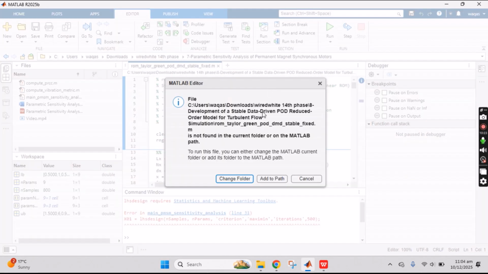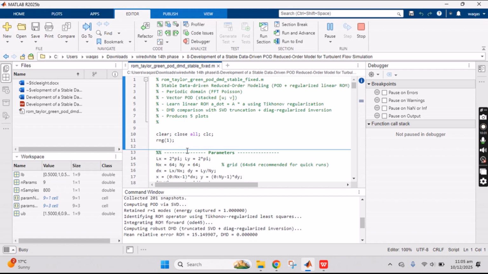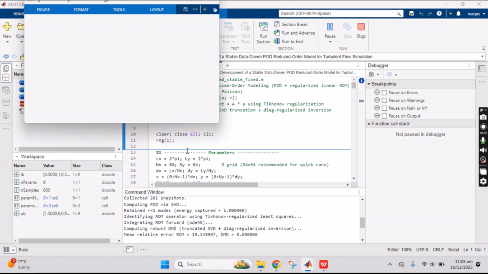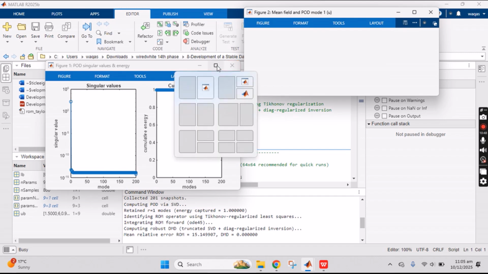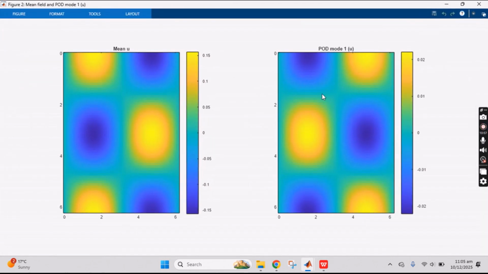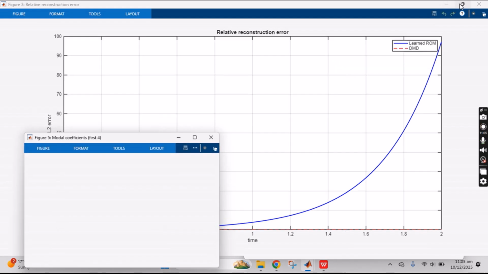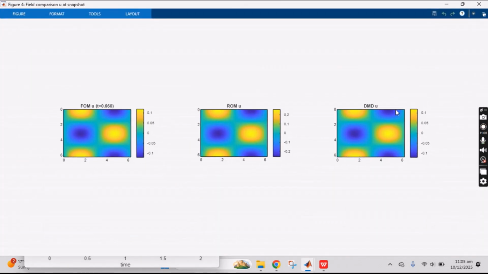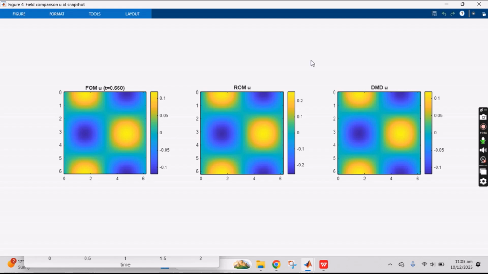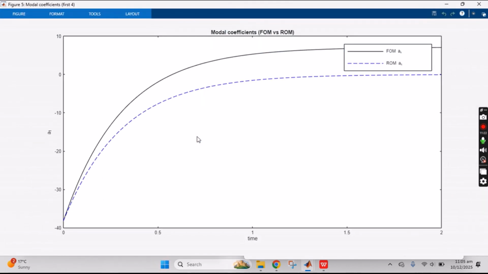Let me open the MATLAB files. Let me run that MATLAB file. Okay, see the similar values: cumulative energy, mean, POD mode, relative reconstruction error, field comparison of U at a snapshot. The next figure is figure 5, which is the model coefficients FOM versus ROM.